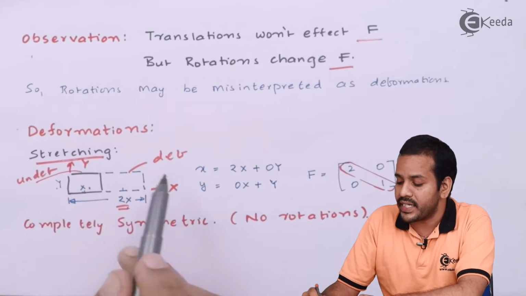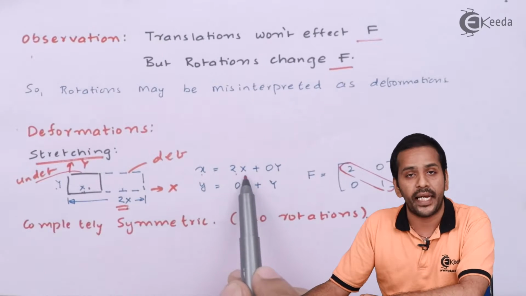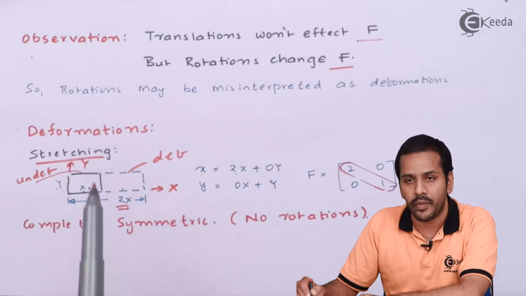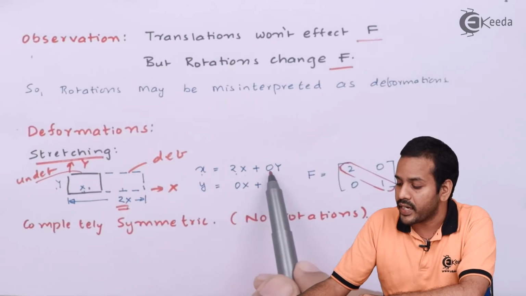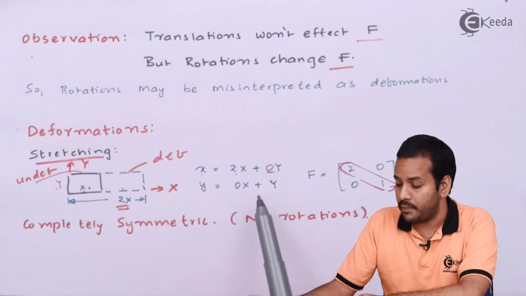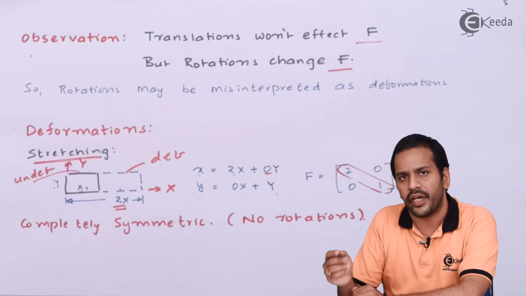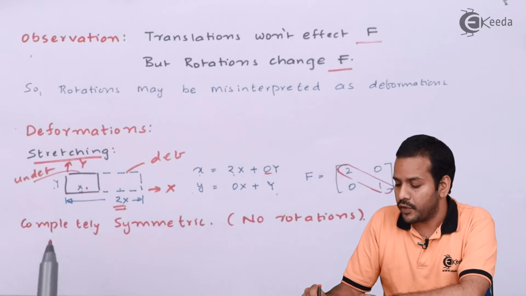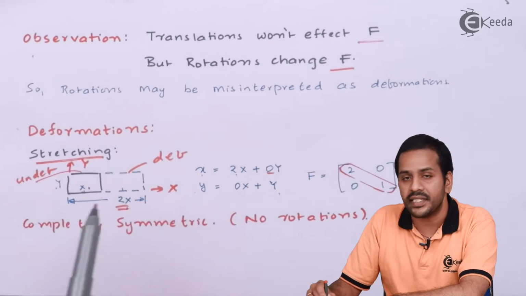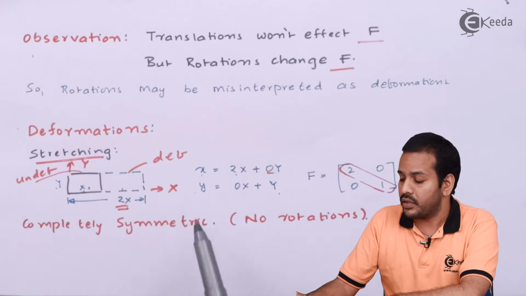If you want me to represent this in the mapping, what is the mapping here? Small x is nothing but 2 times capital X plus 0 times Y. There is no deformation in the y direction, that is why it is 0 into Y. Now small y is 0 into X plus capital Y. That is, nothing happened in the case of small y. The stretching is only happening in the x direction. So this represents the deformation mapping.